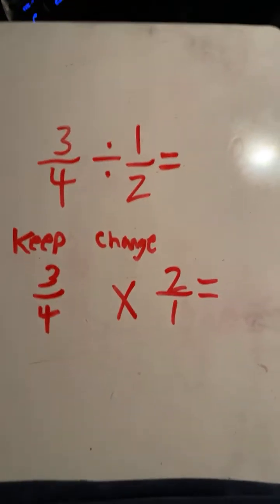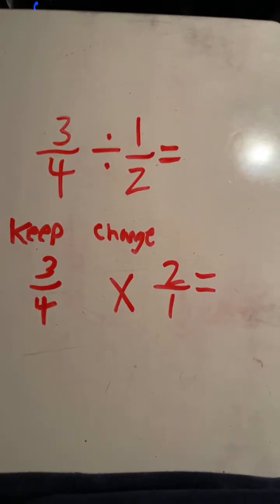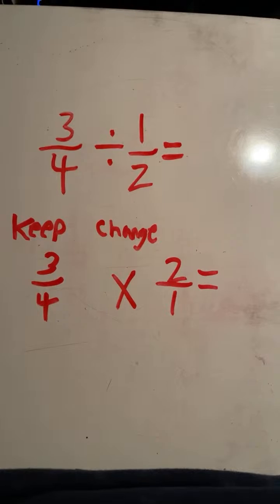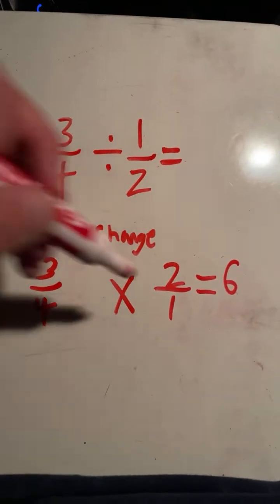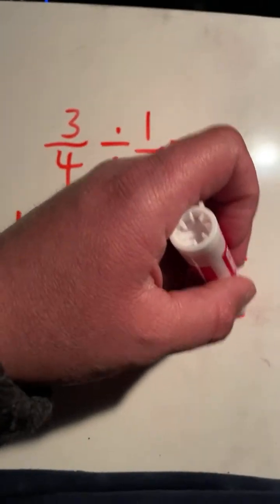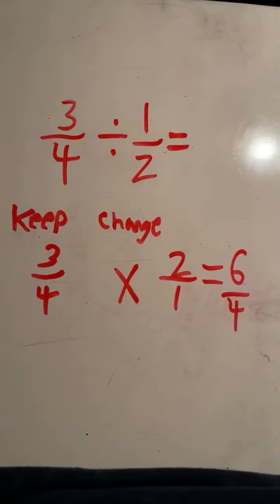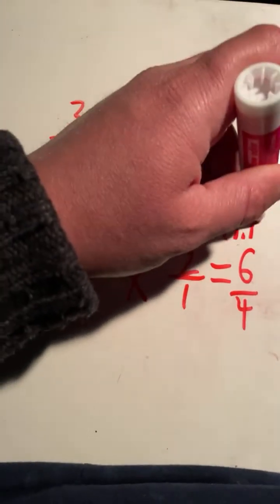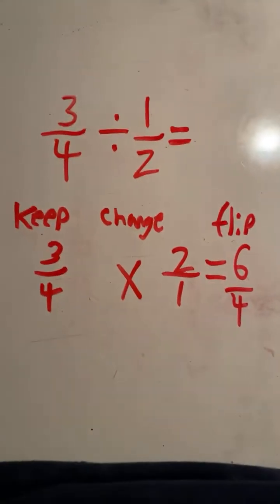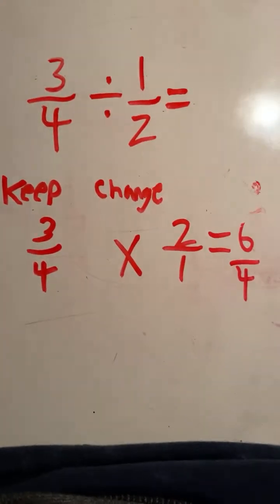Now the final step, we multiply our numerators and our denominators. So 3 times 2 equals 6. 4 times 1 equals 4. And our answer is 6/4. So we keep, we change, we flip. Those are the steps.